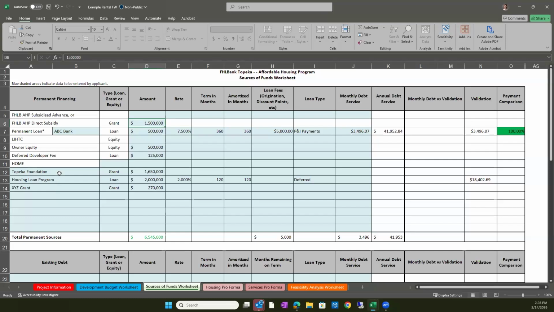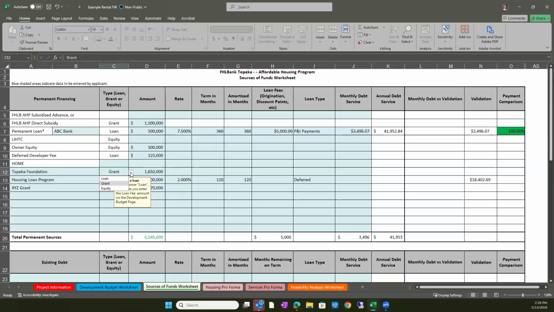If you do enter any sources of funds down in these blue boxes below, you will have to enter a type in the column in the middle here. So you'll notice if I enter a name and don't enter a type, it's going to highlight yellow and it's going to ask you for the type. And you'll need to select whether it's a loan, a grant, or equity.